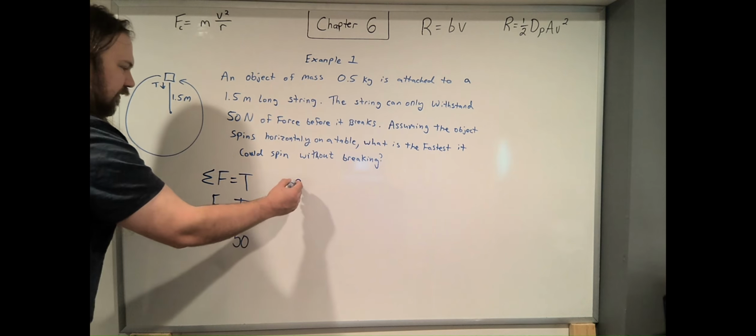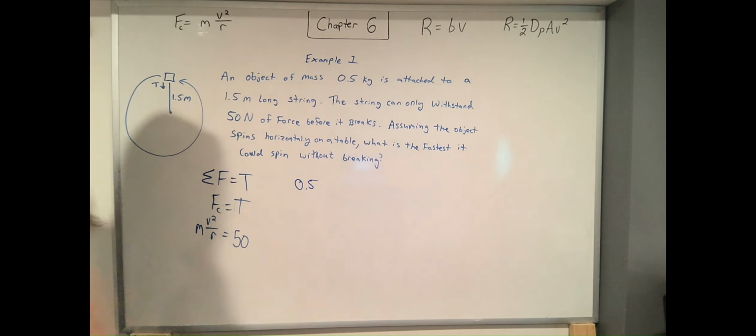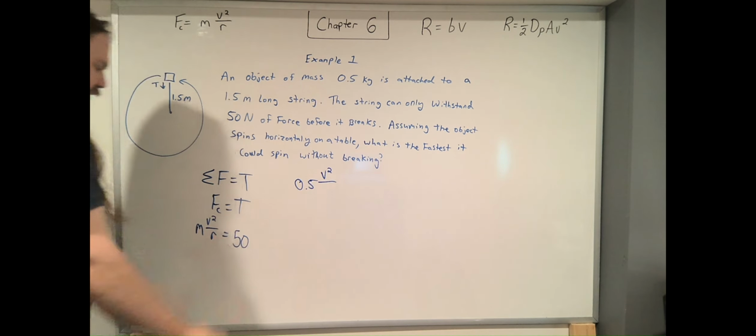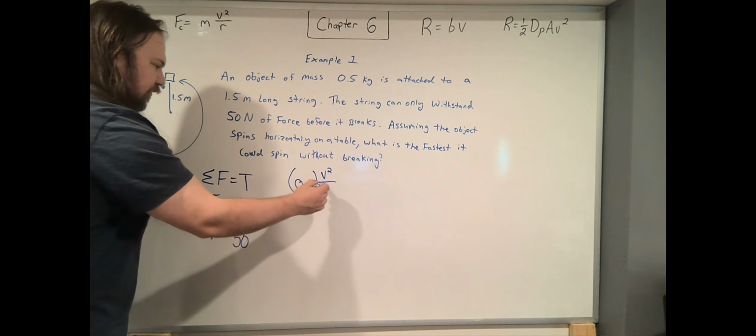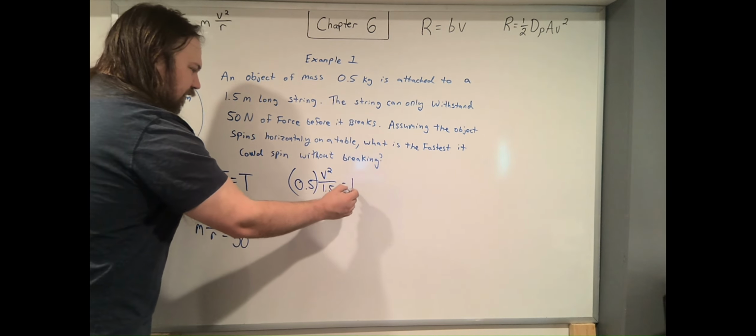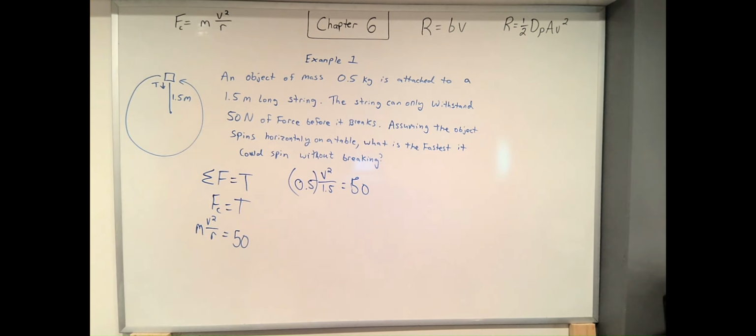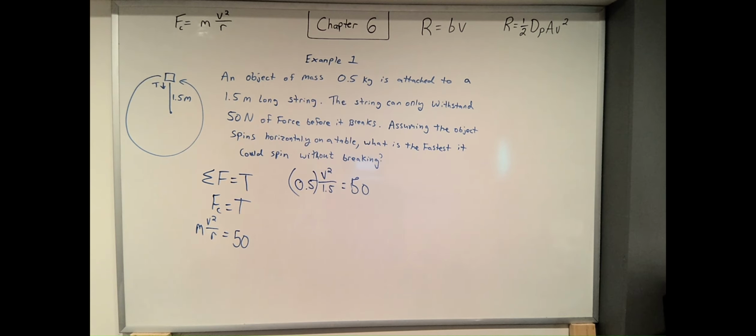The mass that we got is going to be 0.5. V squared is what we're looking for. We're going to divide that by the radius. The radius was 1.5. Oops, and this is equal to 50. All right, now we're going to do a little bit of math on that. Multiply by 1.5 on both sides. We're then going to divide by a half, or you can do the math any other way that you would like. Finally, we're going to have to take a square root of our answer.